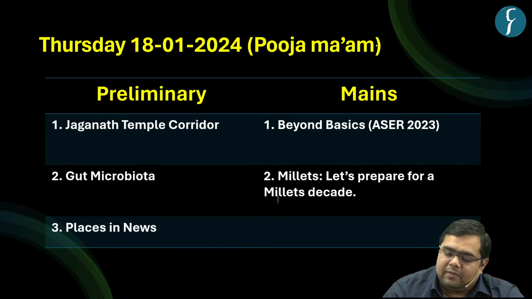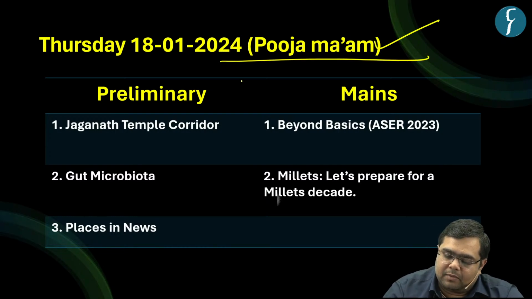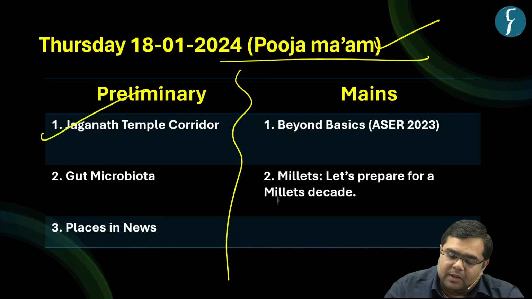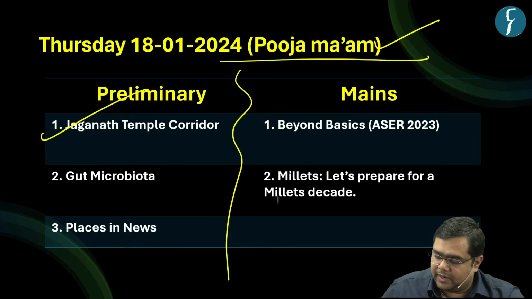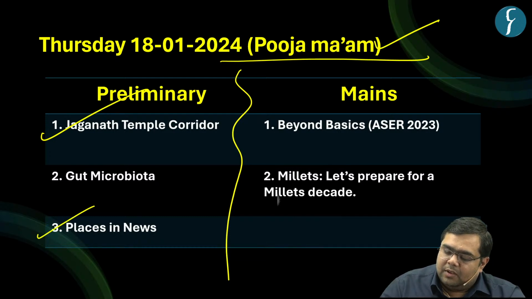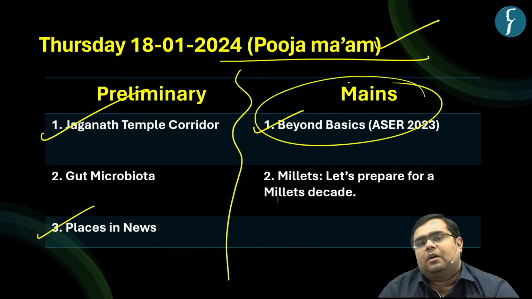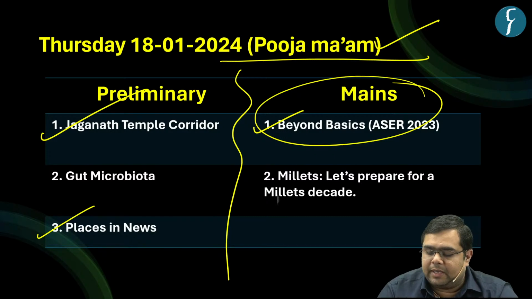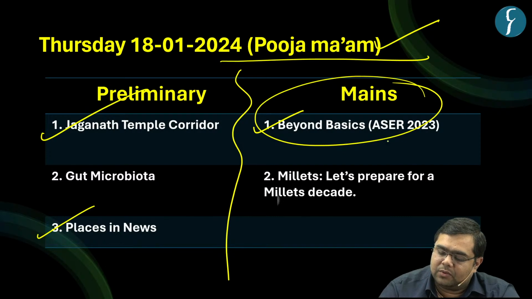On Thursday we had a video with Pooja ma'am. From the preliminary standpoint, we covered topics that were in the news that day. The first topic was the Jagannath temple corridor. The second topic was with respect to gut microbiota, and the third topic was with respect to the places that are in the news. The main discussion revolved around the report that came out before that day, known as the ASER report, the Annual Status of Education Report.